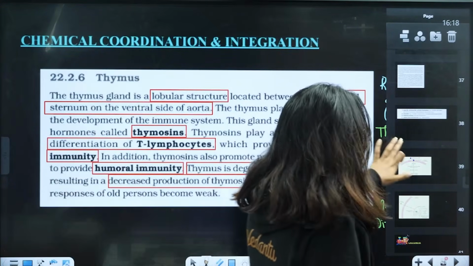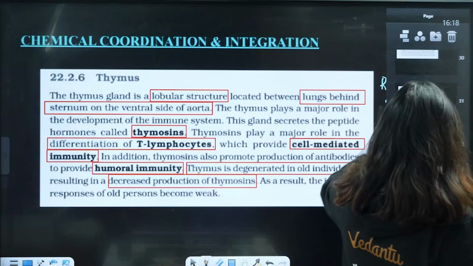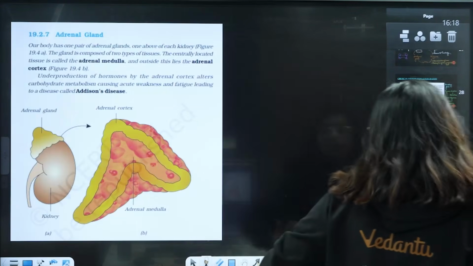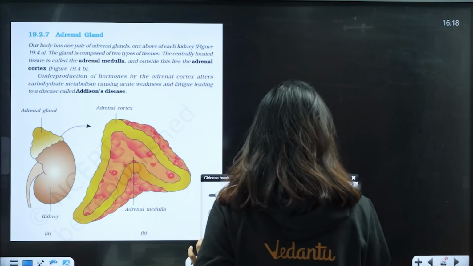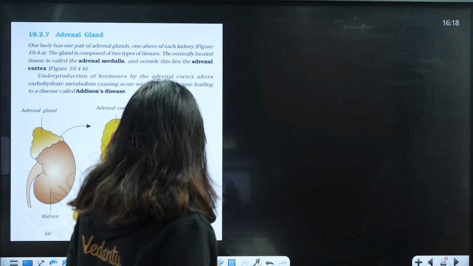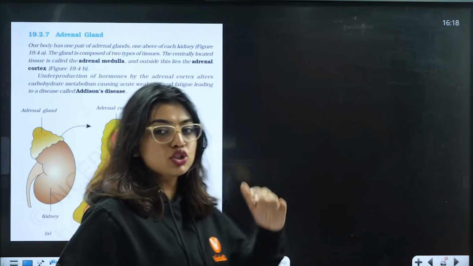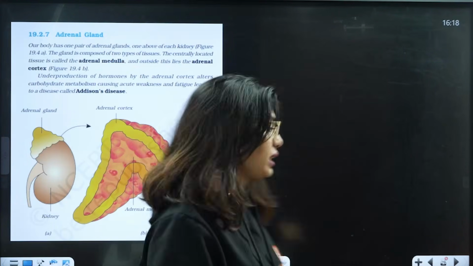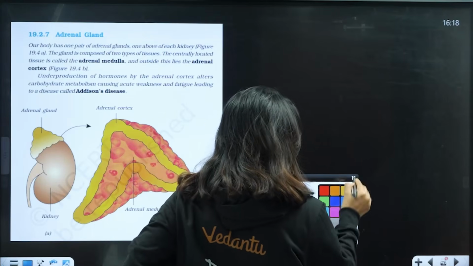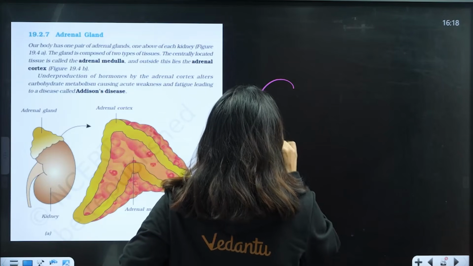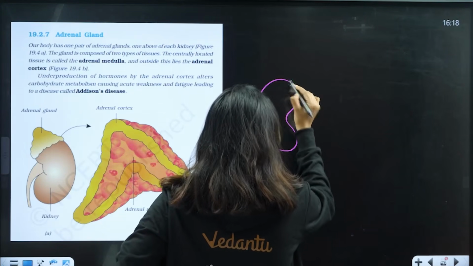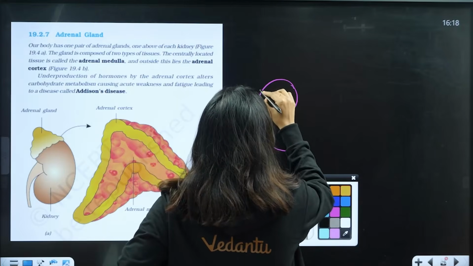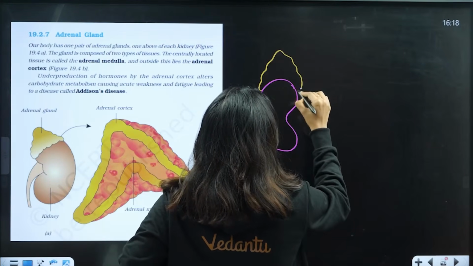Okay, let's start with the adrenal gland. So next we have the adrenal gland. This adrenal gland is suprarenal, that means it's above the kidney. This is where your kidney is, and just on the top of the kidney you will have the adrenal.